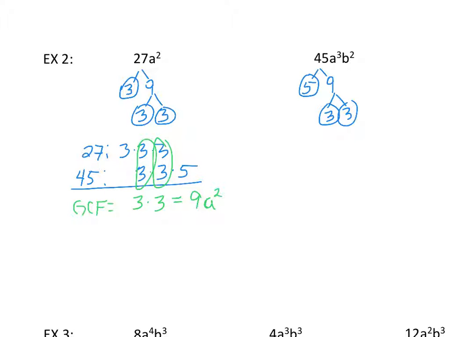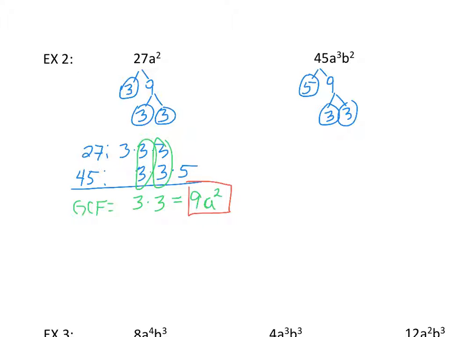Now as far as your b's go, I have no b's here and I have b squared here. So the most b's I can take away from both of them and take the same amount is none, because although this has 2 b's to give, this has no b's to give at all. They have no b's in common at all. So we cannot include b in our GCF because it is not a common variable that they have. They only have a's in common. So that's it, 9a squared.